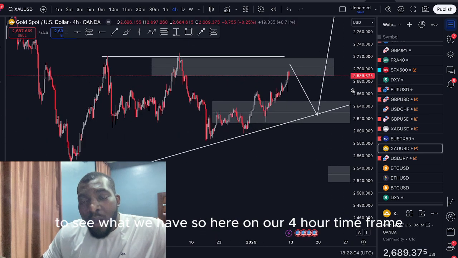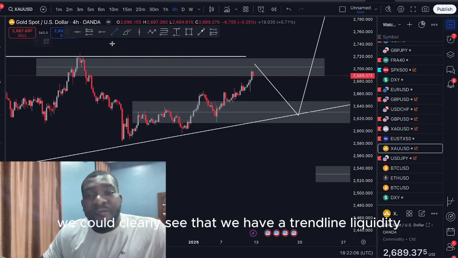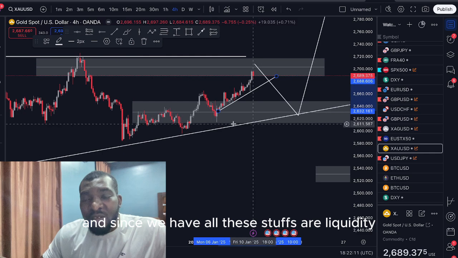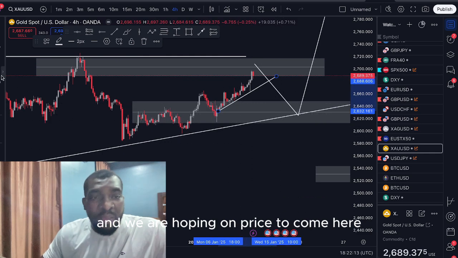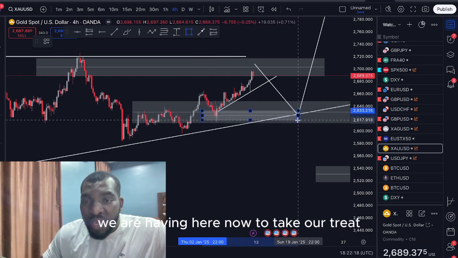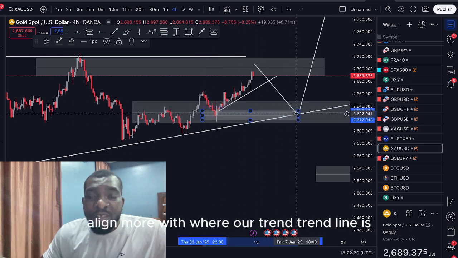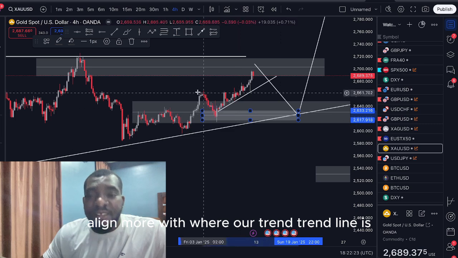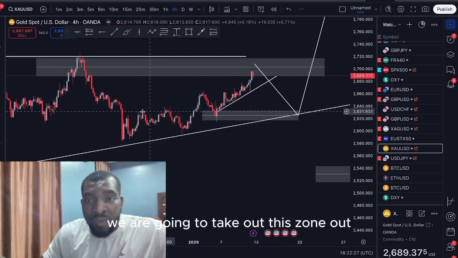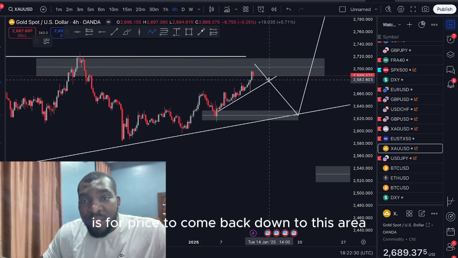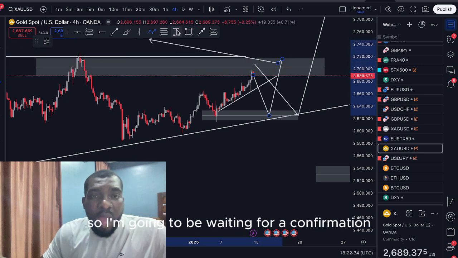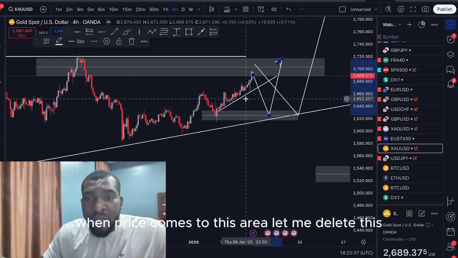So here on our 4-hour time frame, we could clearly see that we have a trend line liquidity around here. All these are liquidity, and we are hoping for price to come here, and then you could see that this area now lets us take our trade aligned more with where our trend line is. What we are waiting for now is for price to come back down to this area and give us a buy to this level. So I'm going to be waiting for a confirmation when price comes to this area.